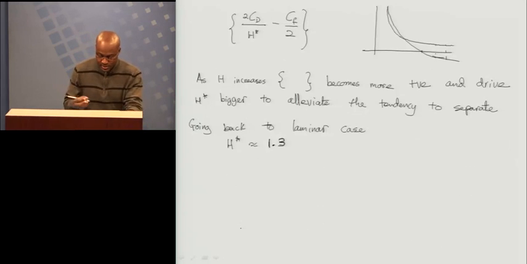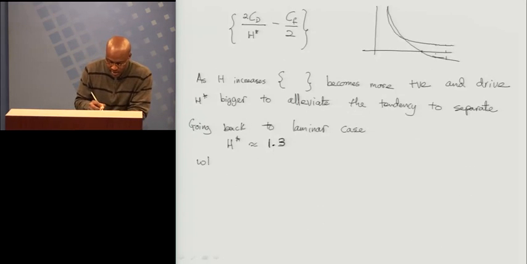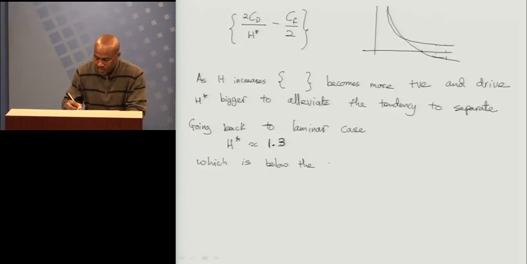All right. So this 1.3 is below the allowable, below the permitted value for H star.